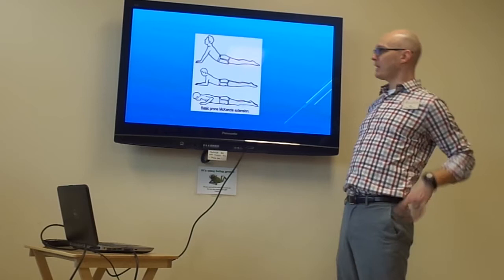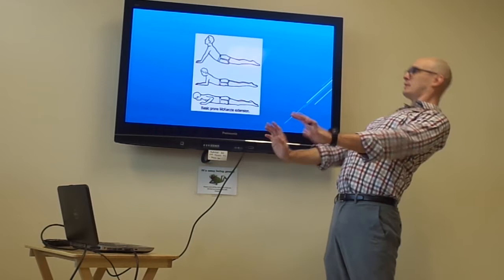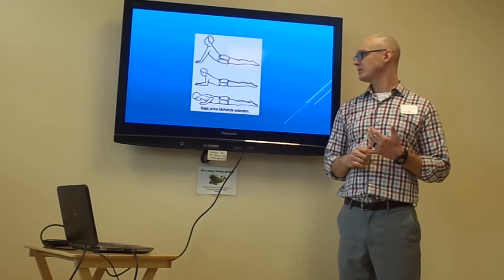And then if people are doing well with that, a lot of times we'll progress into coming up on their elbows. And then lastly, doing a press up where they're arching their back as far back as they can at that point. A lot of times we'll do a set of 10 repetitions of these. We may have them do it again 6 to 8 times throughout the day, and then we're just reassessing the symptoms down in the leg.